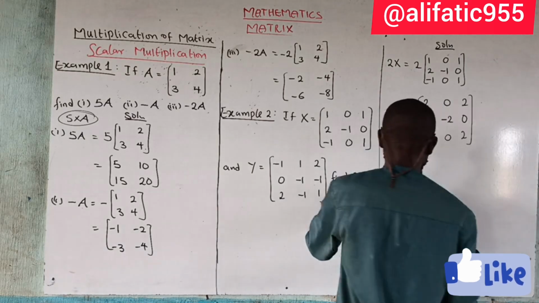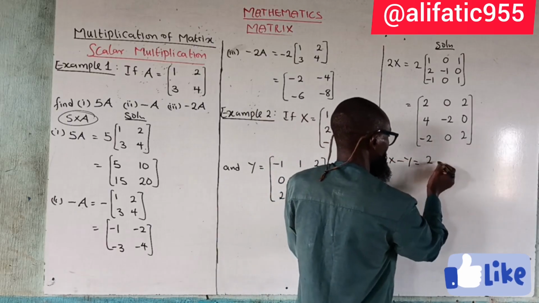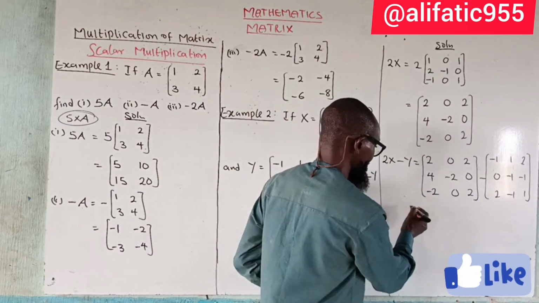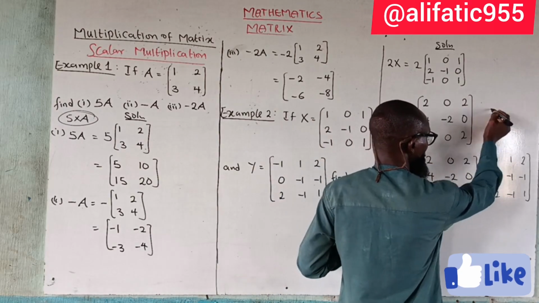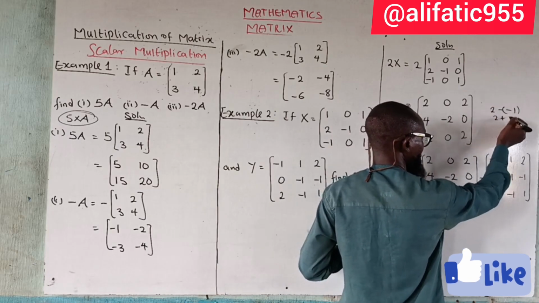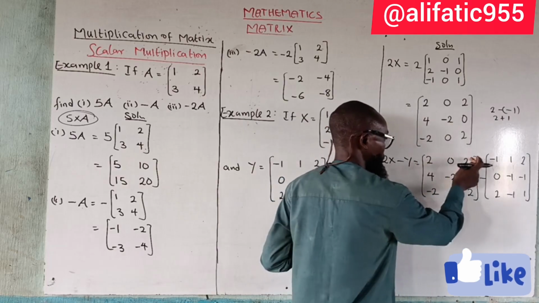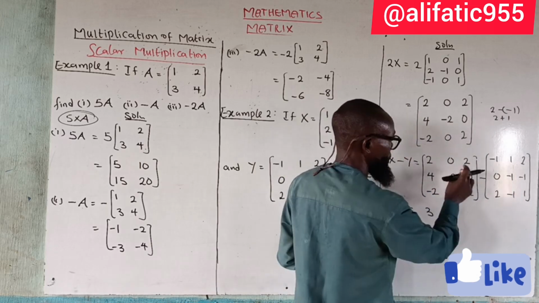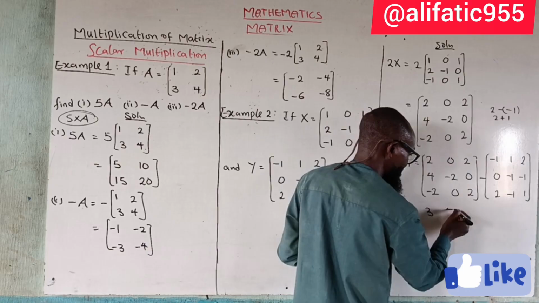Now we take away Y from it: 2X minus Y. So this is our 2X, and this is our Y. Let's subtract. 2 minus minus 1, so 2 minus minus plus 1. It makes 2 plus 1, that is 3. That is first row, first column. Now 0 minus 1, I have minus 1.